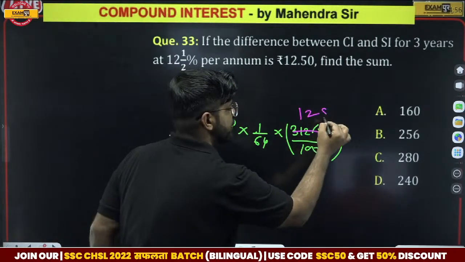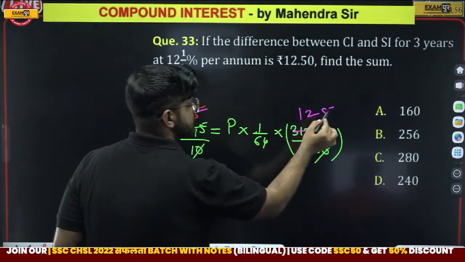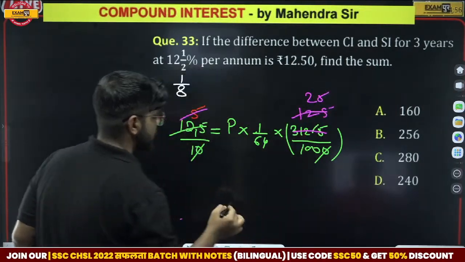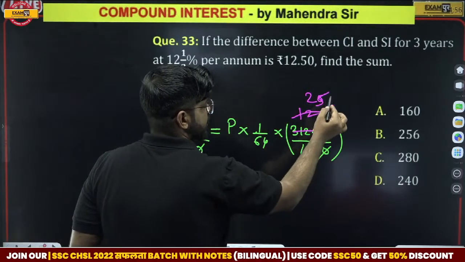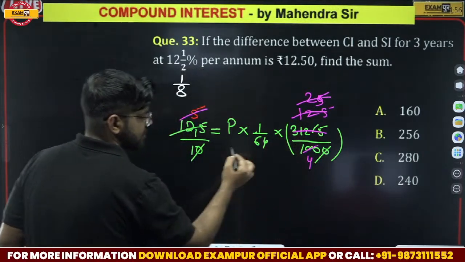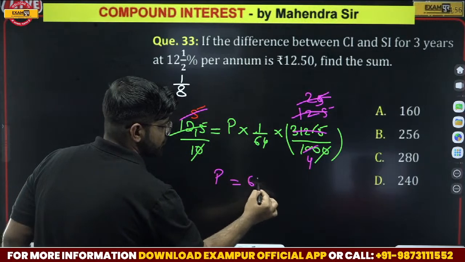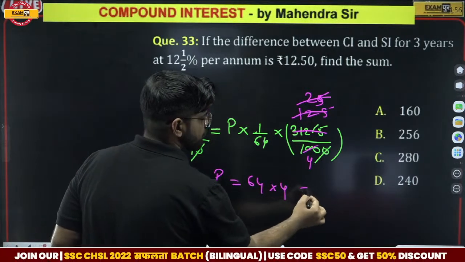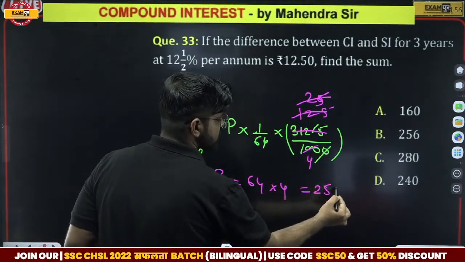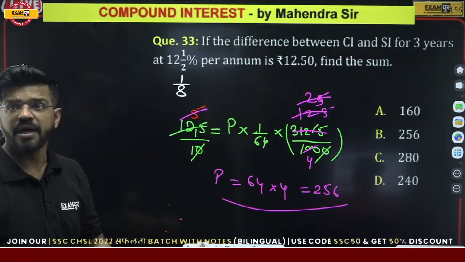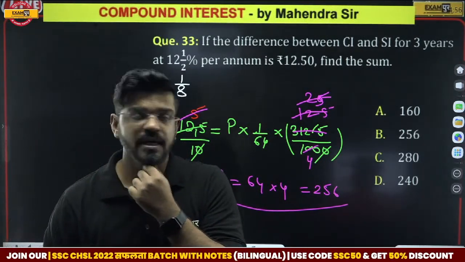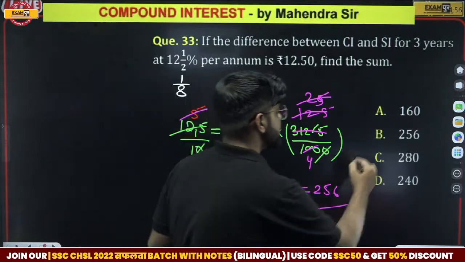25 5s are 25. Again it will get cancelled out, 20. Okay, and 25 4s are here, so it will be 64 into 4, and 64 into 4, what will be? 256. So 256 is my right answer. Did you get that? Govind is saying option number B. Yes, option number B is correct.